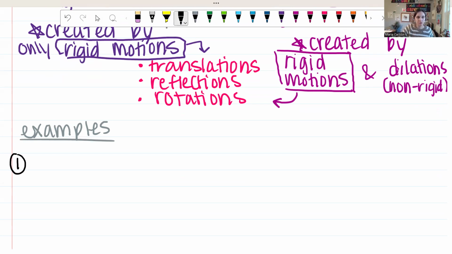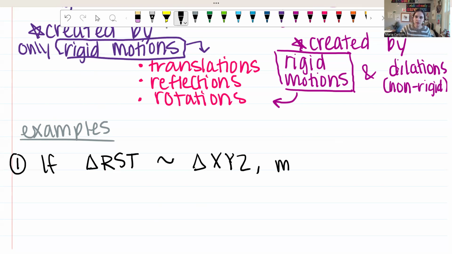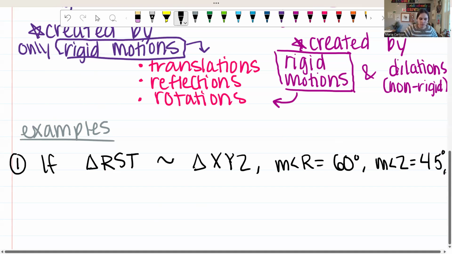Number 1: if triangle SRT is similar to triangle XYZ, the measure of angle R is 60 degrees, the measure of angle Z is 45 degrees. What is the measure of angle Y?